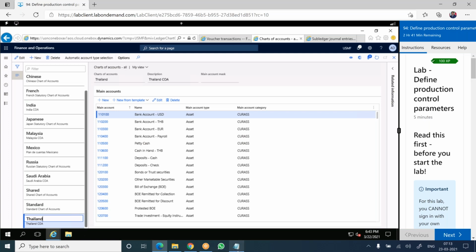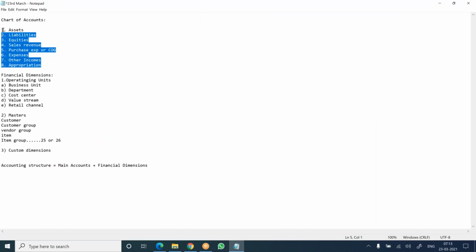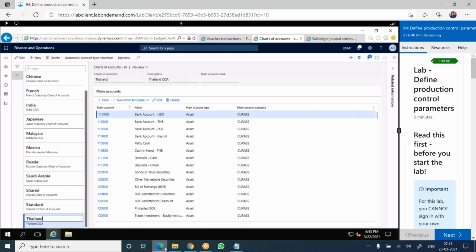Suppose they are following 1 series as expenses, 2 series is incomes, 3 series is sales revenue, 4 series is cost of goods. Yes, they can follow. There is no hard rule here. You need to follow 1 series is assets, but this is a best practice as per Microsoft. Understood? High level at least.